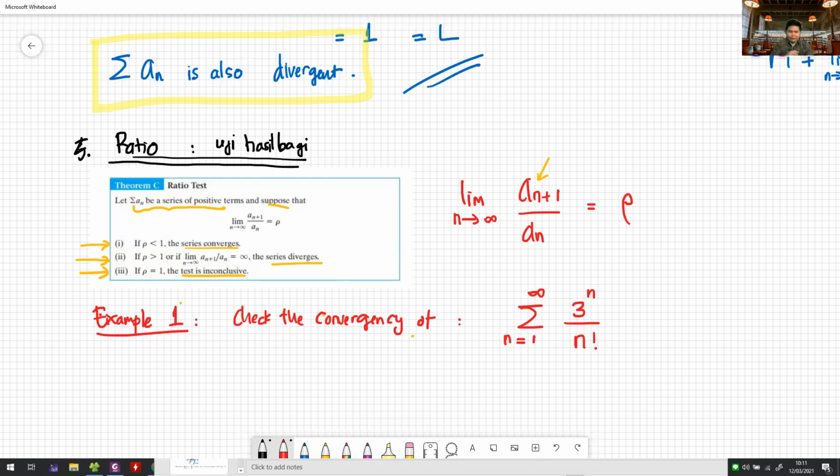Understood? We will use the ratio test. How? This is An. We will check the rho, the limit of An plus 1 divided by An, as n goes to infinity.